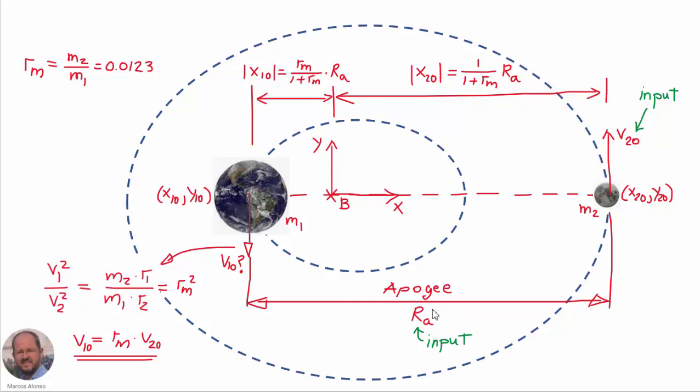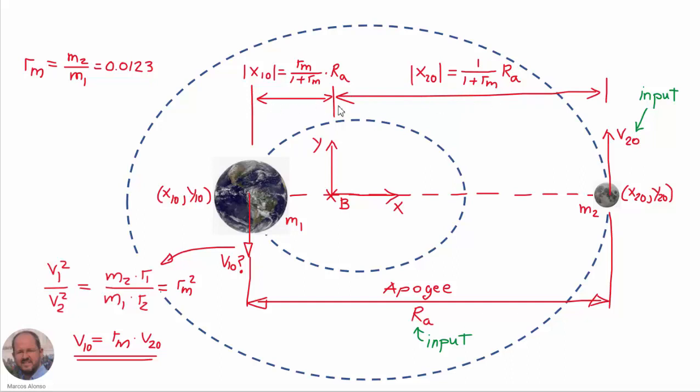Basically, we have as input the distance from the Earth to the Moon, RA, which can be found from the literature, and also the speed of the Moon in this position is another input, and it can also be easily found from the literature because this is the lowest value of the speed of the Moon. With this information we can calculate the coordinates of the Moon and the Earth using the expressions that we have seen before here and here.